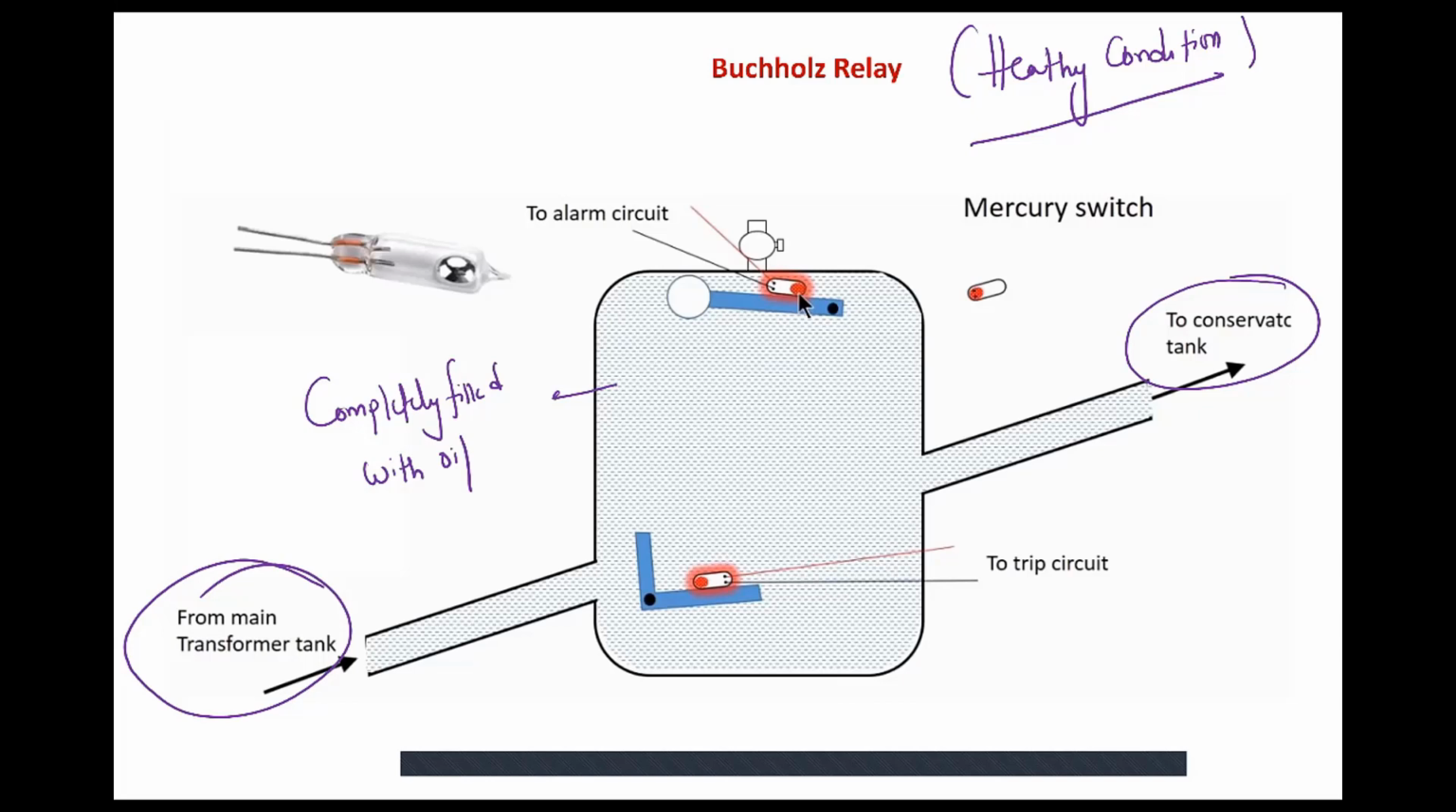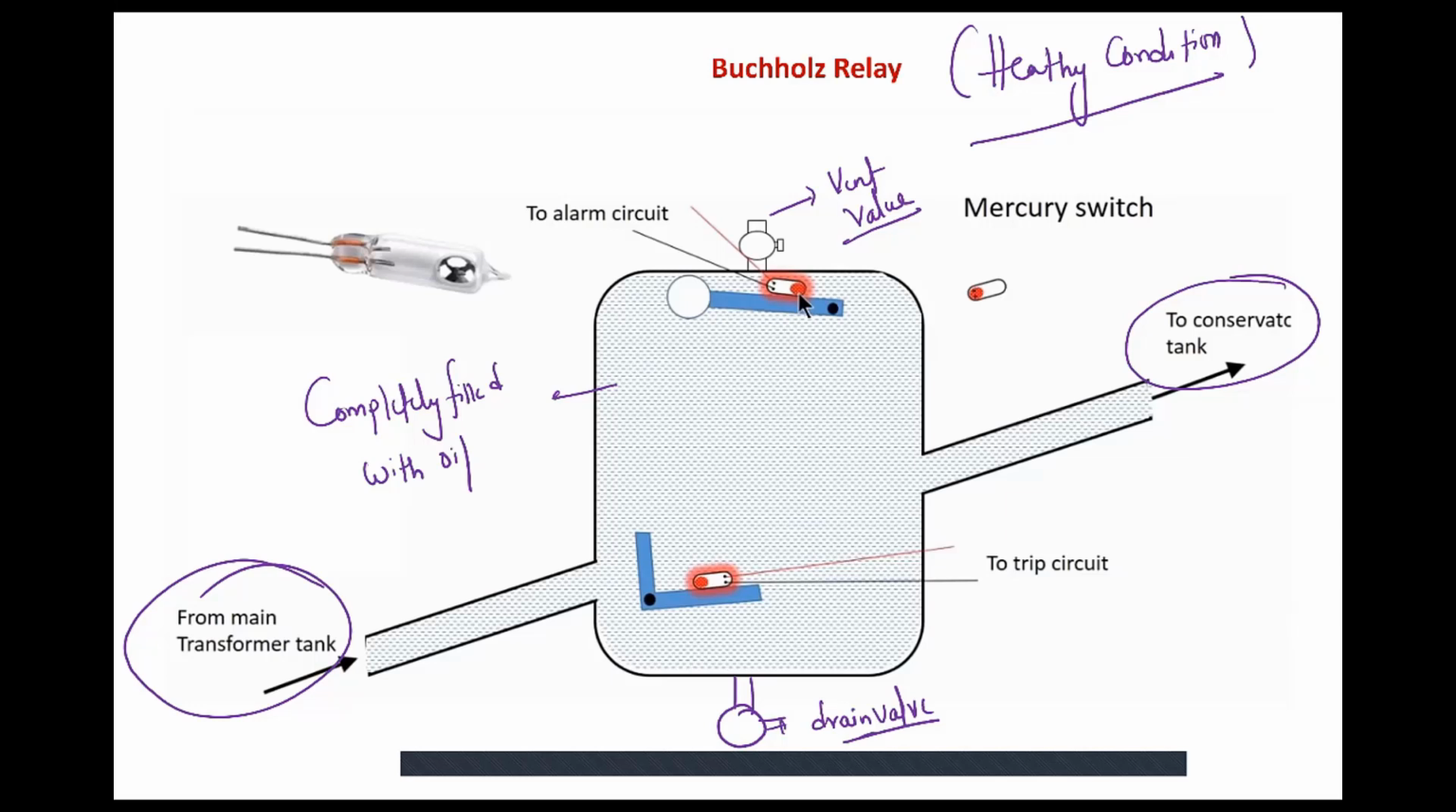So inside the Buchholz relay, this is the vent valve. Suppose if air bubbles are there and you want to remove them, we'll just slightly open this. Here there will also be one more valve which is not shown in the figure. It is a drain valve. If you want to remove all the oil, then you can use the drain valve. Okay. And most importantly, there are two mercury switches.